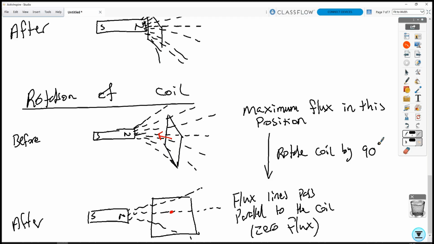If the coil carried on rotating another 90 degrees, another 90 degrees, the flux will go from maximum to minimum to maximum to minimum. However, because it will be the other side of the coil now facing towards the magnet, the induced EMF goes from positive to negative to positive to negative. Yeah?